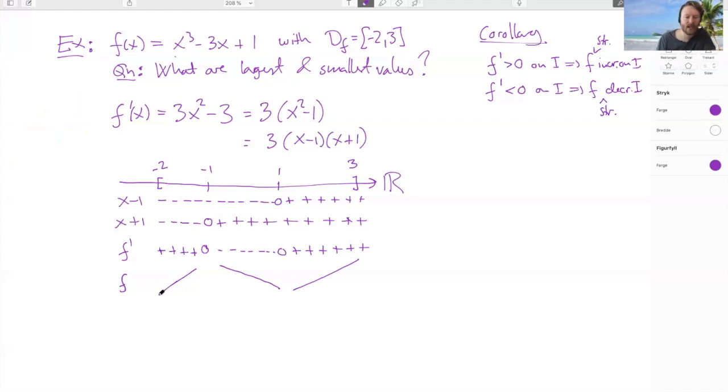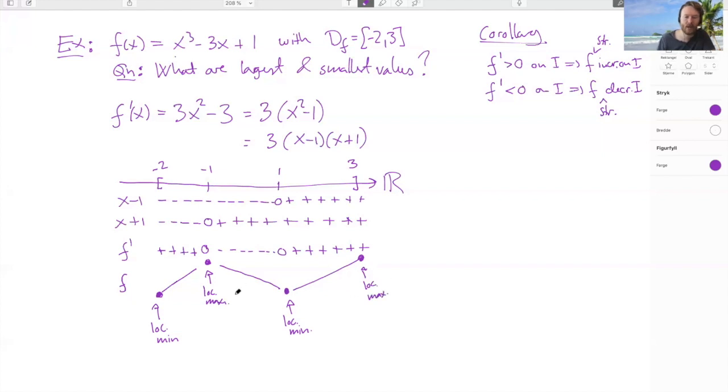So what you can see now is that my graph is going up, down, up. It's starting here. So this is a candidate for a smallest value. This is a candidate for a largest value. This is a candidate for a smallest value. And this is a candidate for a largest value. And this one here is called a local minimum point. So the x value here is the local minimum point, and the corresponding y value would be the local minimum value. Similarly, here we have a local maximum, and here we have a local maximum.